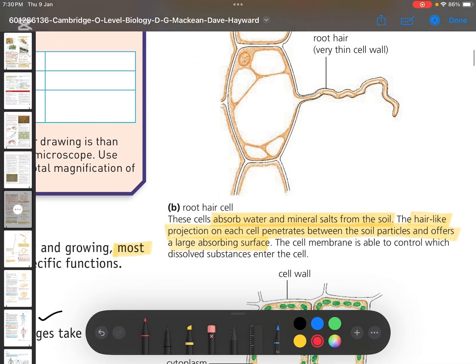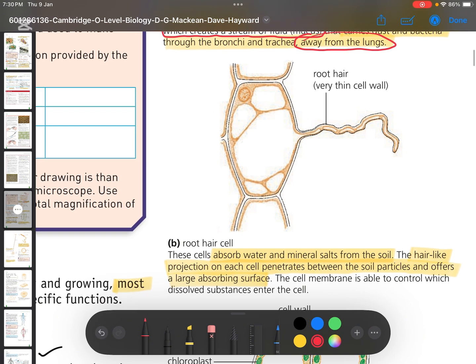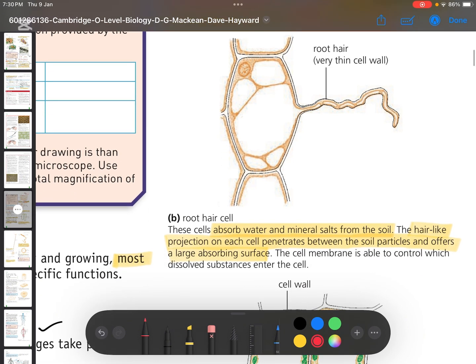Now the second example we have here is root hair cells. This is present usually in a plant cell. Their function is to absorb water and minerals from the soil. They have hair-like projections. Each cell penetrates between soil particles and offers a large absorption surface. Now, one thing you need to realize here is, just like they described earlier, every cell has its shape and size according to its function.